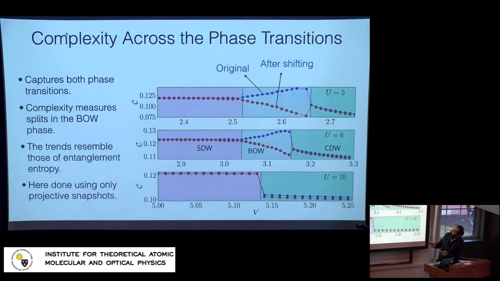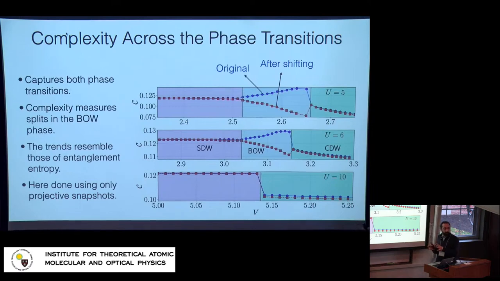So yeah, these are the results. This is the original one, and this is after doing this shifting, and you can see clearly that this thing bifurcates again in the BOW phase, and more or less in the CDW and SDW phases, they are on top of each other. Very closely, this follows the entanglement entropy measure and predicts these phase boundaries pretty accurately. These match the result from entanglement entropy very nicely.